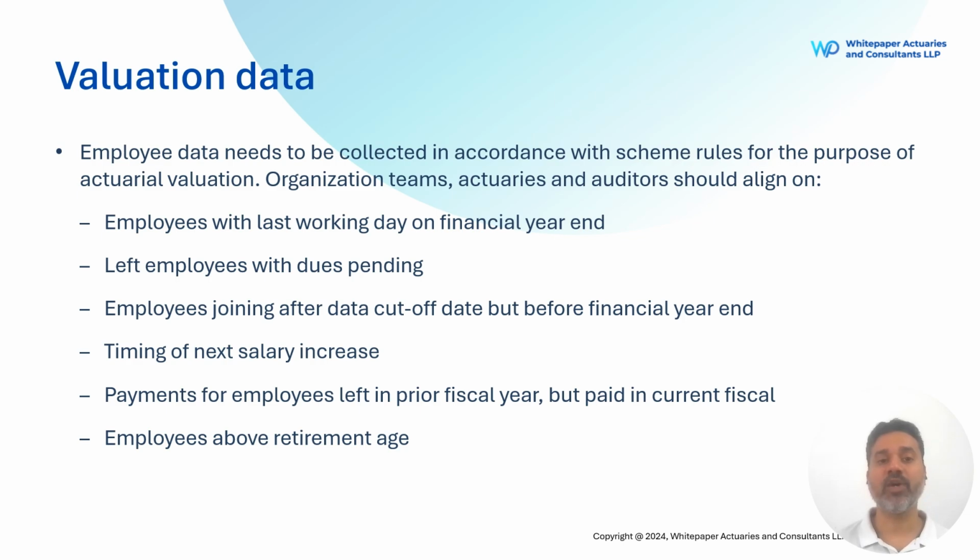Fifth, details of any exit employees who left in a prior fiscal period but settled in the current fiscal period. Sixth, treatment of any employees who have crossed the company retirement age. Does the company have any fixed term contract, or do they continue to work as long term employees? These are some of the points which organizations should look to align with their actuary.